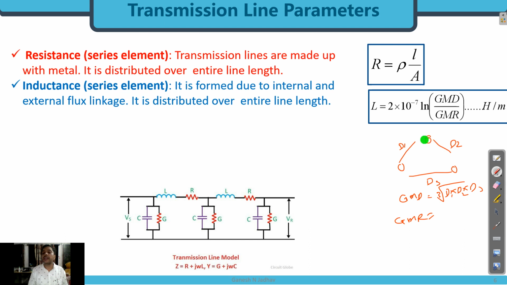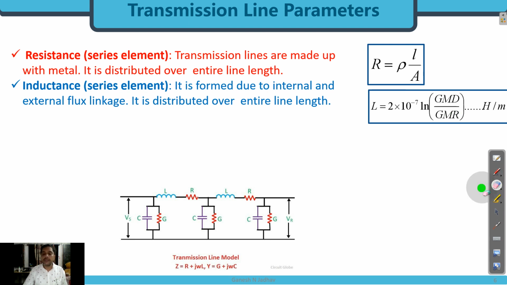In one phase there is only one conductor, so in this case GMR is 0.7788 times r, where r is the radius of the conductor in a three-phase line. For a double circuit it may be different. GMR is geometric mean radius. We have already studied geometric mean distance and geometric mean radius in the second year.